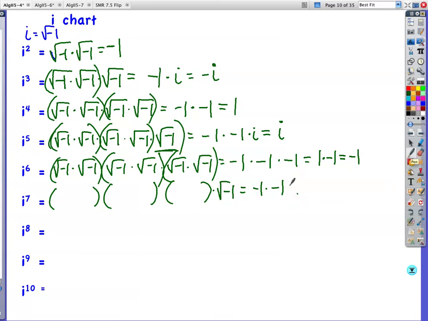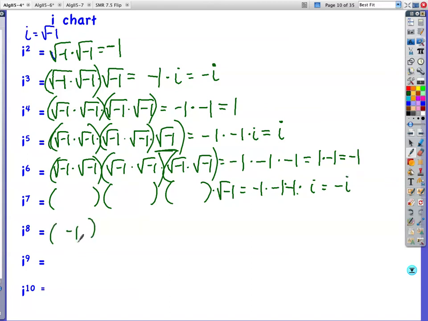We're going to be careful with that eraser. You see, it's about ready to, times -1. And then I have to take it times i. So I actually have negative times negative times negative, which is -i. Okay, i to the 8th.